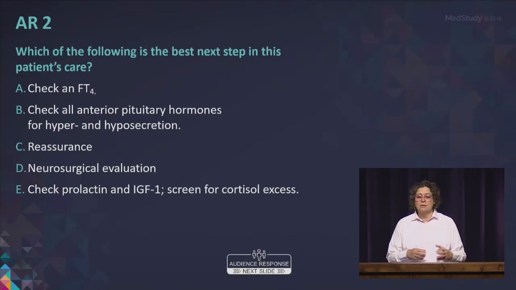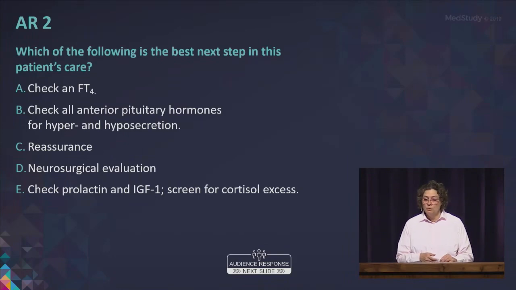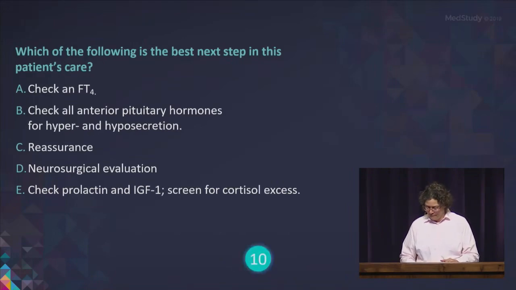Which of the following is the next best step in this patient's care? Check a free T4, check all anterior pituitary hormones for hyper and hyposecretion, plain old reassurance, neurosurgical evaluation, or check a prolactin and IGF-1 and consider screening for cortisol excess.